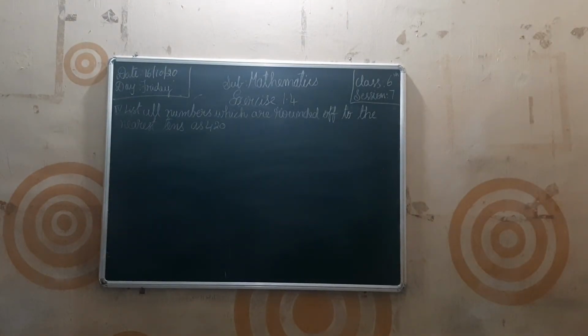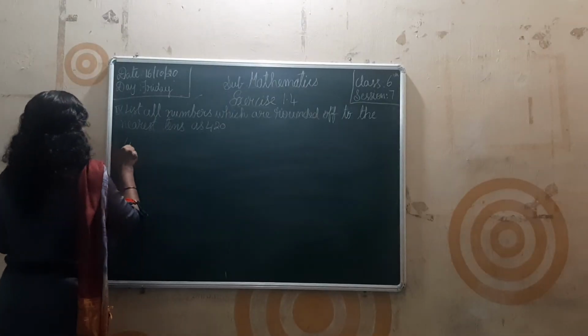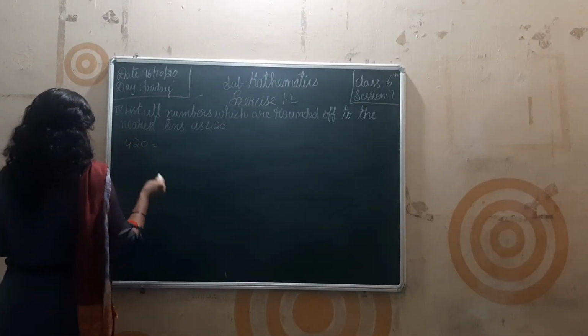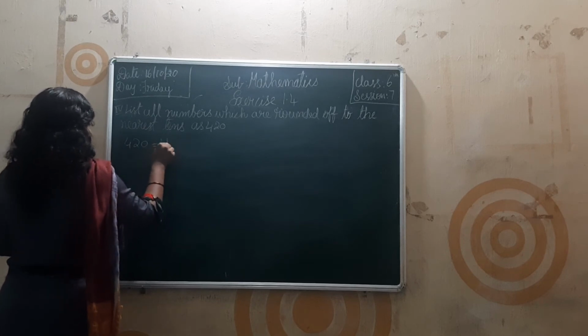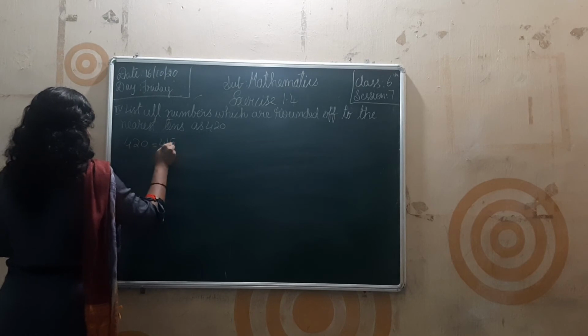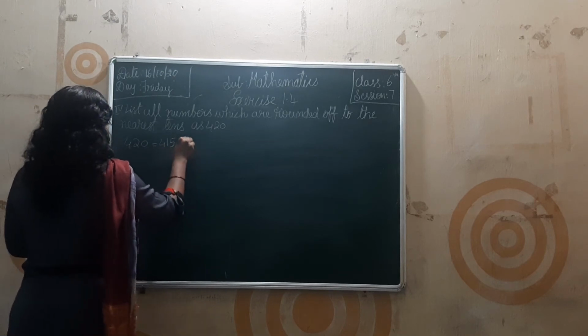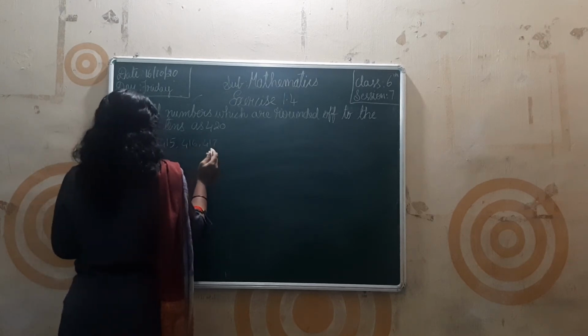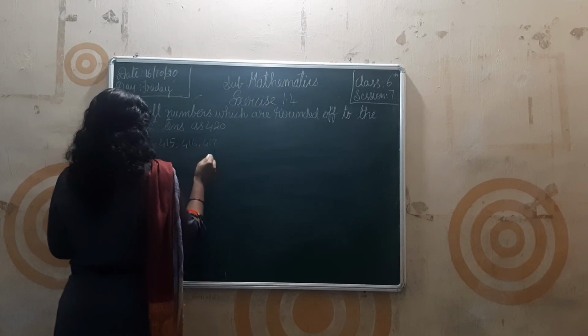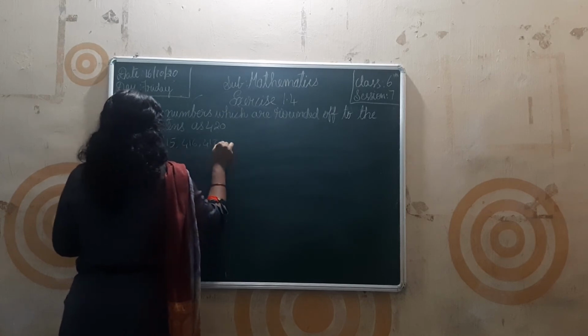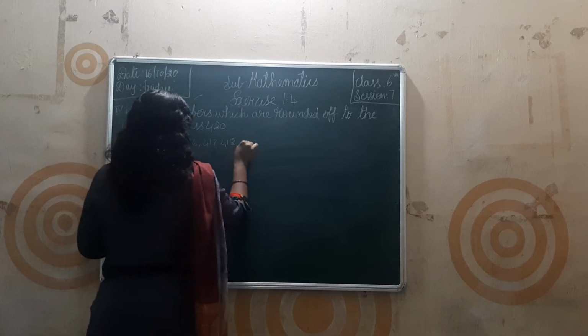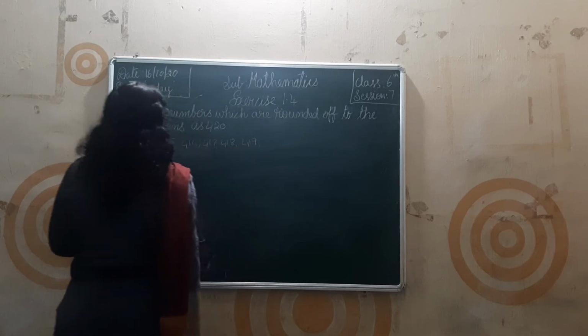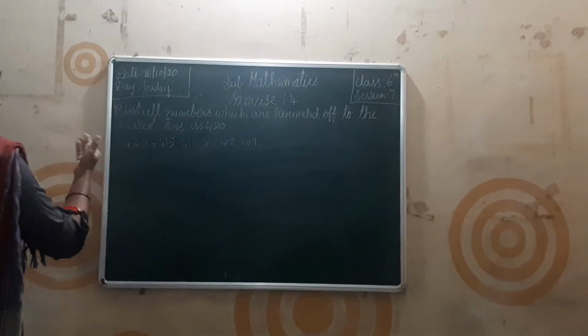Okay, now we have to write the numbers which round off to 420 in the tens place. Before this, which are the nearer numbers? Start from 415, 416, 417. If we get 417 also, while rounding off the ones digit, we'll go to 420 itself. 418, 419. Okay, these are the numbers which go forward to 420.